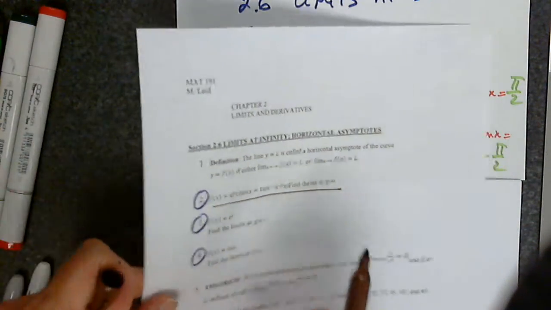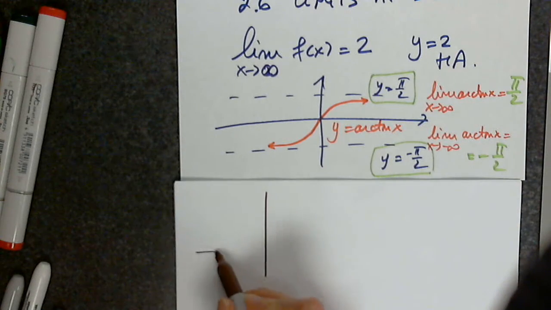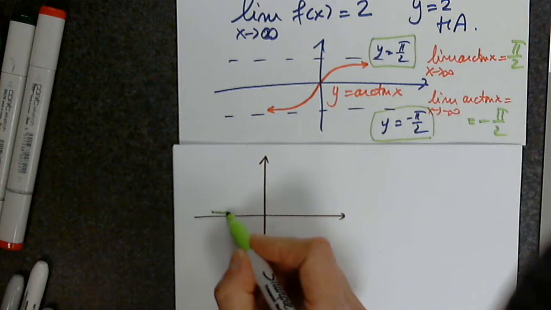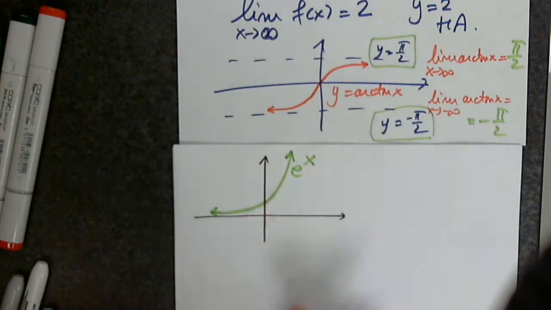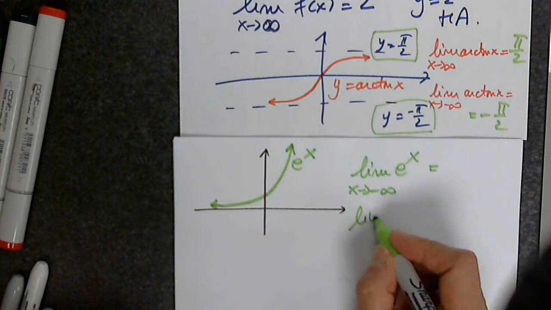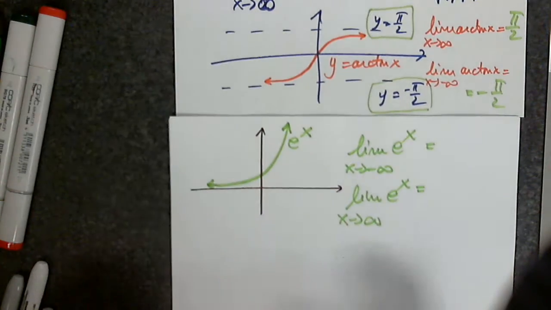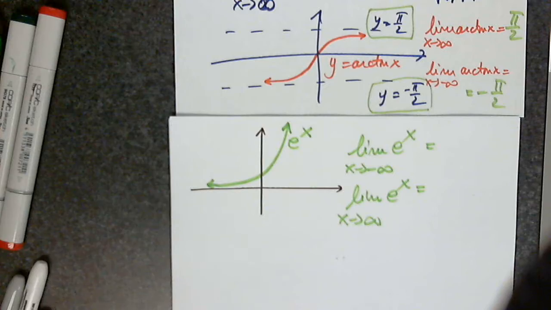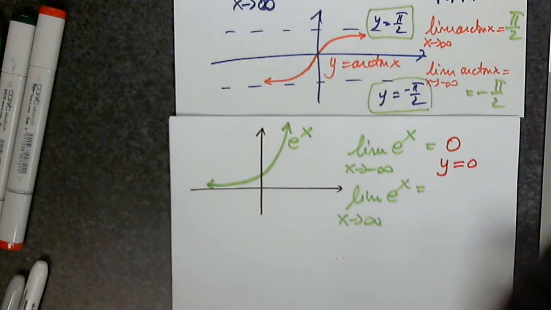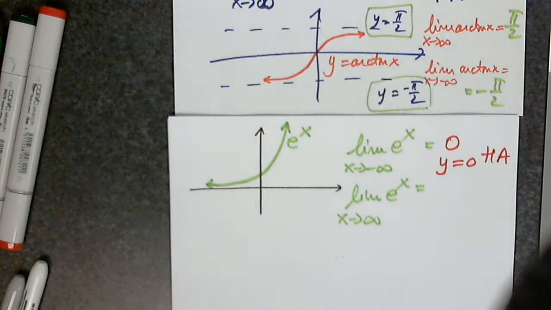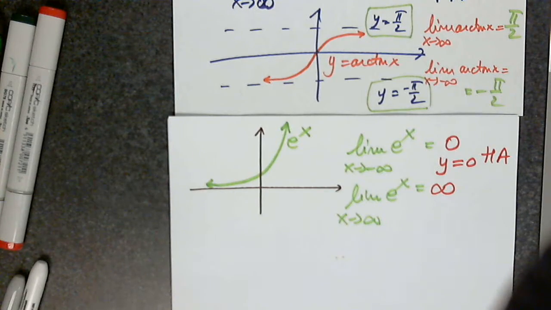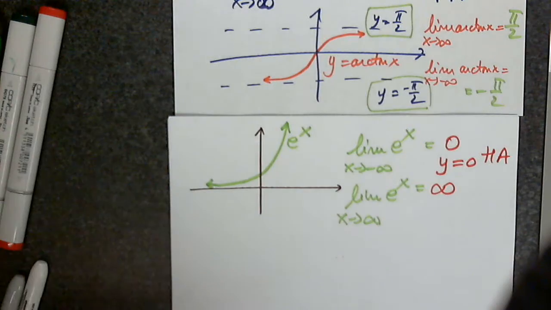Now we want to graph e to the x. Does anyone remember how to graph e to the x? Exponential function, increasing on all its domain, crossing at 0, 1. Here it is. This is e to the x. And we're asked to find the limit of e to the x as x approaches negative infinity, and the limit of e to the x as x approaches infinity. Okay, what would you say? 0. Very good, which means y equals 0 is what? Very good, excellent. And what about the second one? Which does not make it a horizontal asymptote. Very good. So this function has a horizontal asymptote only at one end.